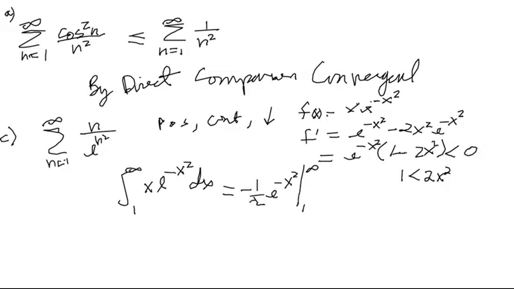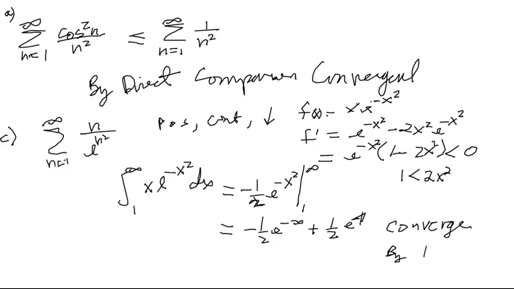And I'm leaving out some of the technically accurate writing here with my limit notation. So you've got this thing heading to infinity, right? So being kind of sloppy here, you'll have e to the negative infinity plus a half e to the negative 1. And you can see this is going to head to 0, 1 over e to the infinity. So this is just a finite number, and it is convergent. And that is by the integral test. So sometimes that's the test we need.